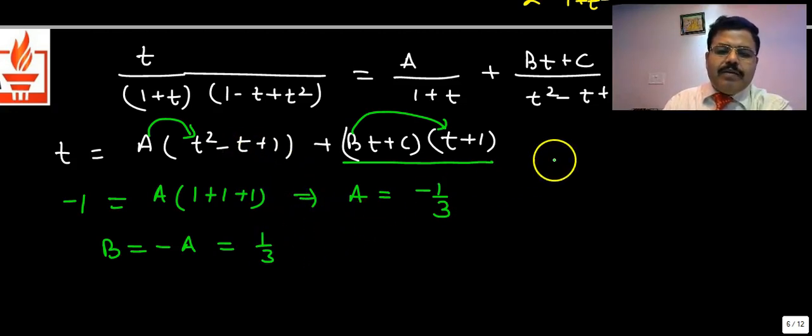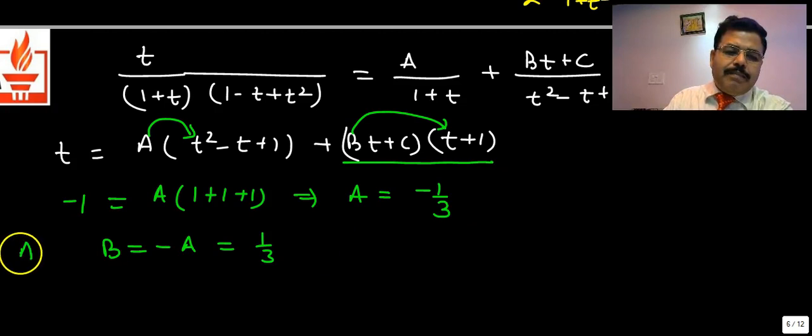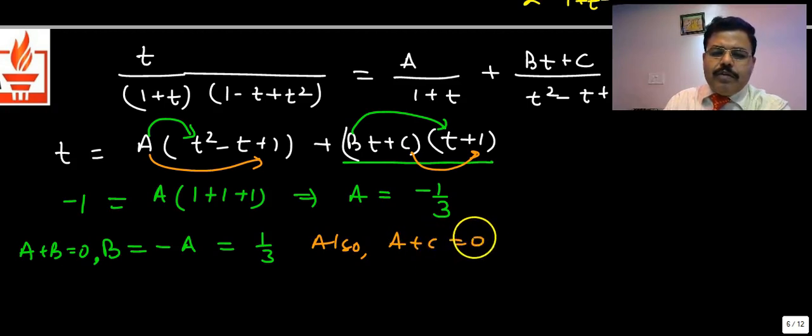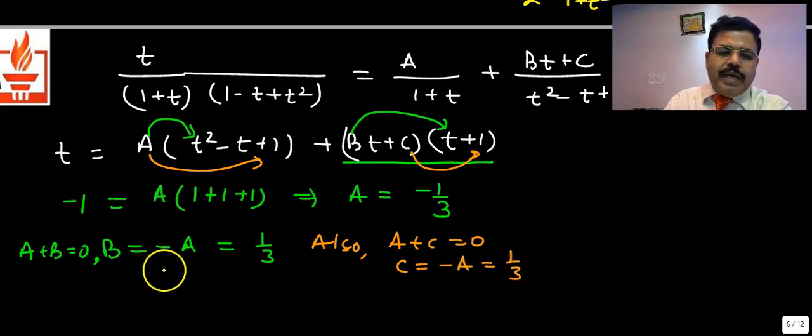Now we can equate the constant term as 0, since a + b = 0, and therefore we can write like this. Now the constant term will come from here only, you know, no, a, and there it will come c. a + c = 0, and therefore c = −a. That is, c is also equal to 1/3. So a, b, c, all three have been calculated now.